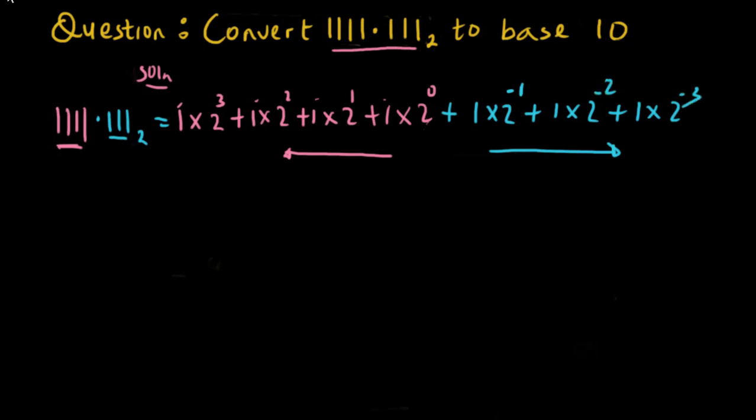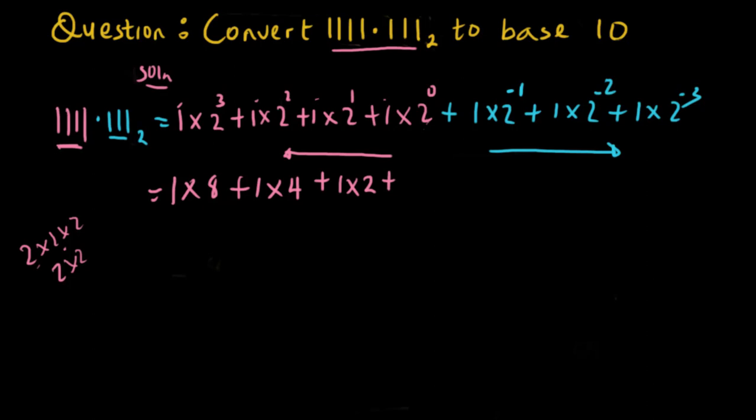Can we now simplify? So we have 1 times 2 raised to power 3. 2 raised to power 3 is 2 times 2 times 2. 2 times 2 is 4, 4 times 2 is 8. So we have 1 times 8 plus 1 times 2 raised to power 2, which is 2 times 2, which is 4, plus 1 times 2 raised to power 1, which is 2, plus 1 times 2 raised to power 0, which is 1, because anything raised to power 0 is 1.